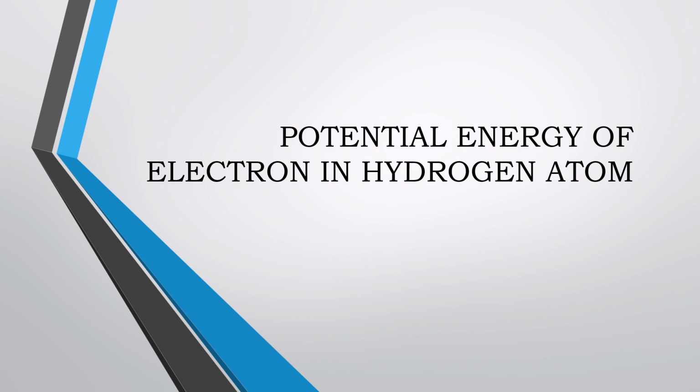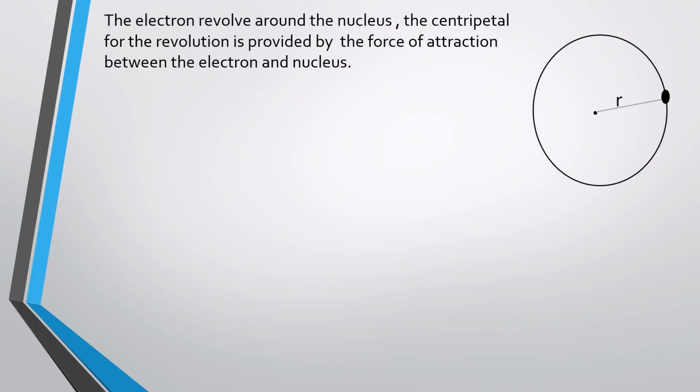Potential energy of electron in hydrogen atom. In a hydrogen atom, an electron revolves around the nucleus, that is in the K shell. Let r be the radius of the circular path. The electron is having charge minus e and proton is having charge e.